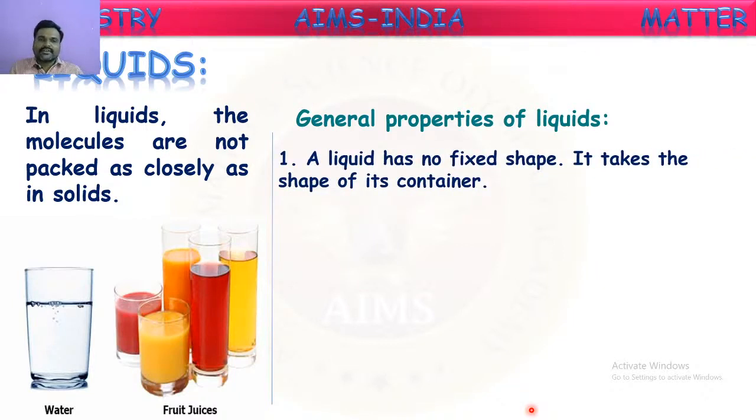First among them, a liquid has no fixed shape. It takes the shape of its container. In the case of solids, they have a fixed shape and a fixed volume. But liquids don't have any fixed shape. Of course, they have a fixed volume. If you take 1 liter of water and pour it into a mug, it will be 1 liter only. If you take the same water into a beaker, the volume will still be 1 liter. So liquids have a fixed volume, but the shape is not fixed.